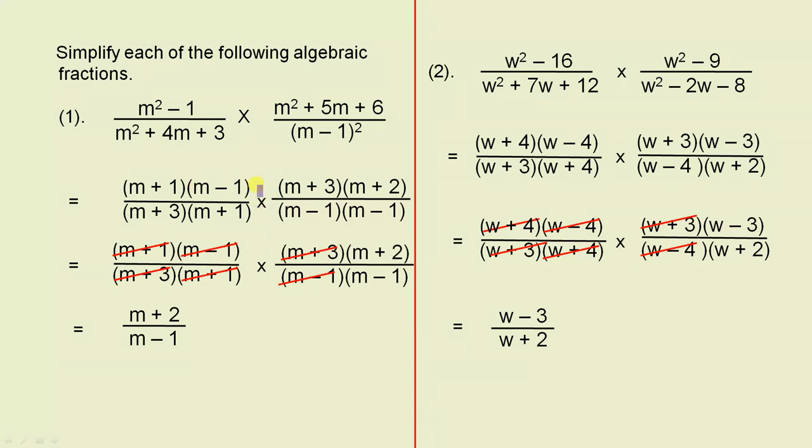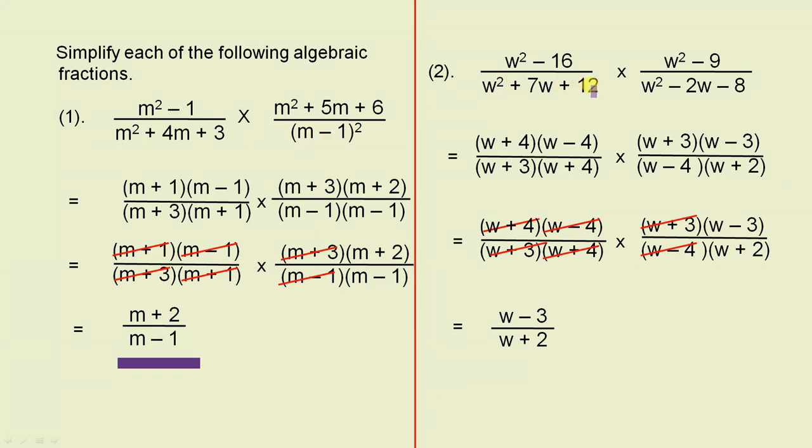I've transposed all this down here so we can just do the cancelling. So we cancel m plus 1 with m plus 1, m plus 3 with m plus 3, and m minus 1 with m minus 1, and we're left with m plus 2 over m minus 1. So all this simplification has given us this answer, which has exactly the same value as we have here.